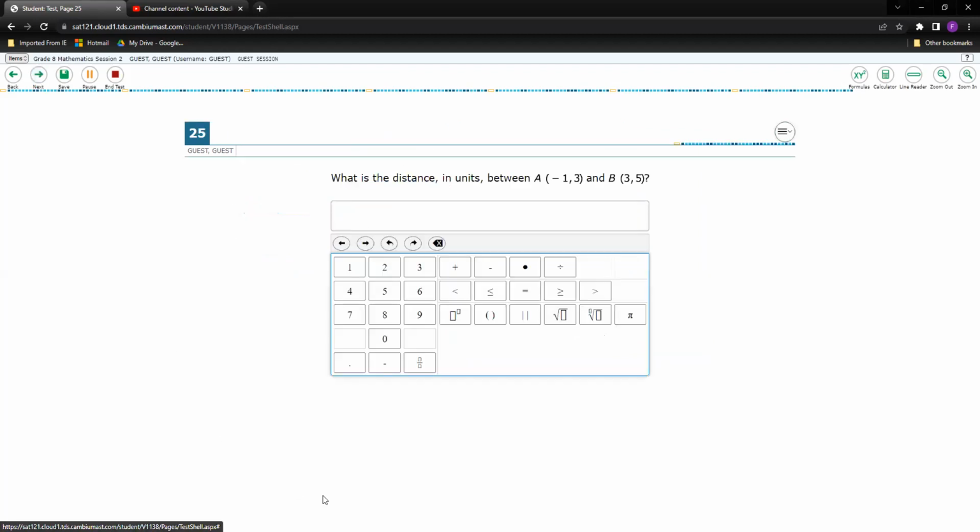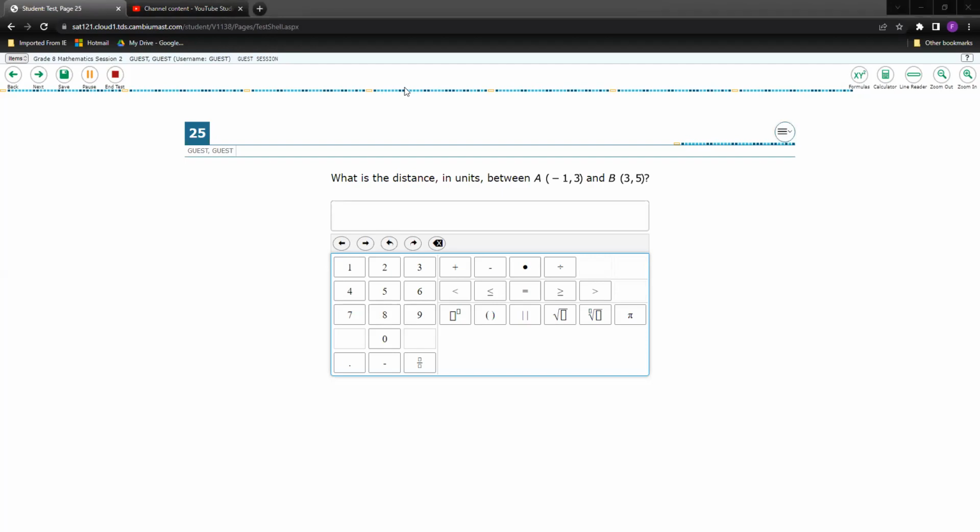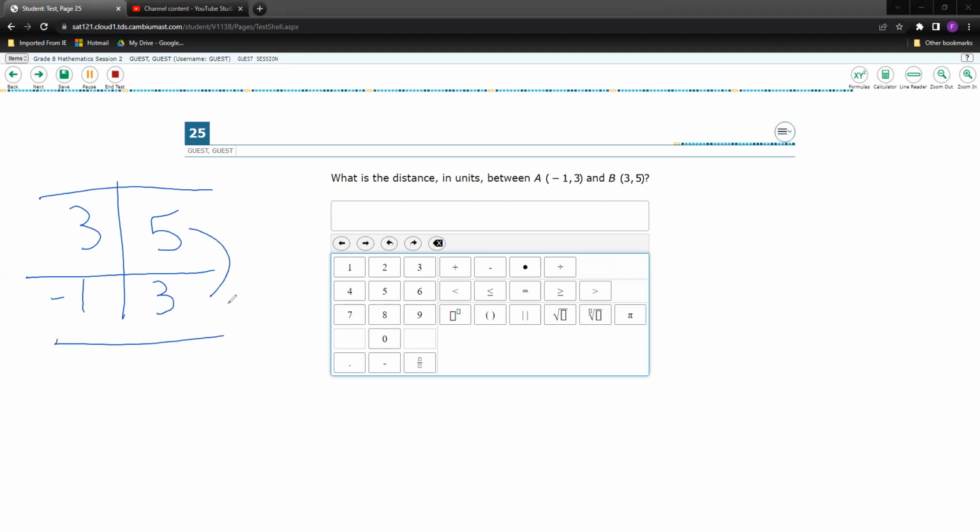Okay, so to find the distance, remember, let's write the points as if it was a table, or if you want to make a table. 3 and 5, -1 and 3. Let's actually make it a table. So what is the pattern here? That's a decrease of 2. And from 3 to -1 is a decrease of 4.